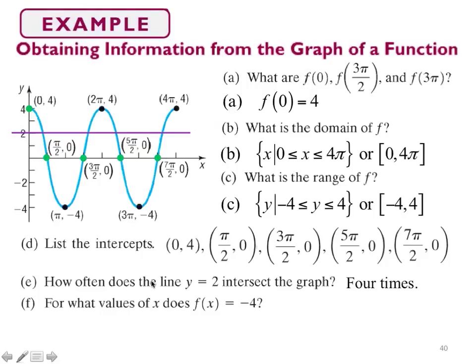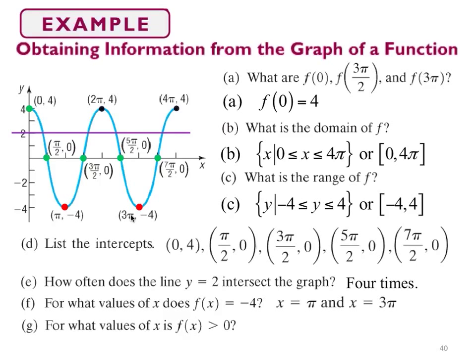And then we want to know for what values of x does f of x equal -4. So if we look at this, we see that at these two red dots right here, that's where y is -4. So it's going to be at x equals pi and x equals 3 pi.